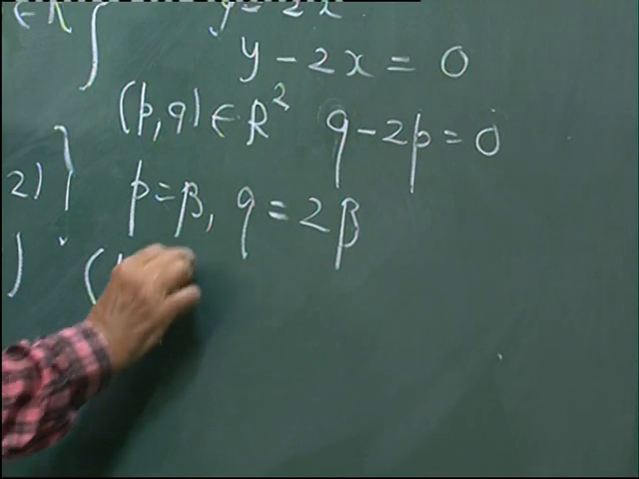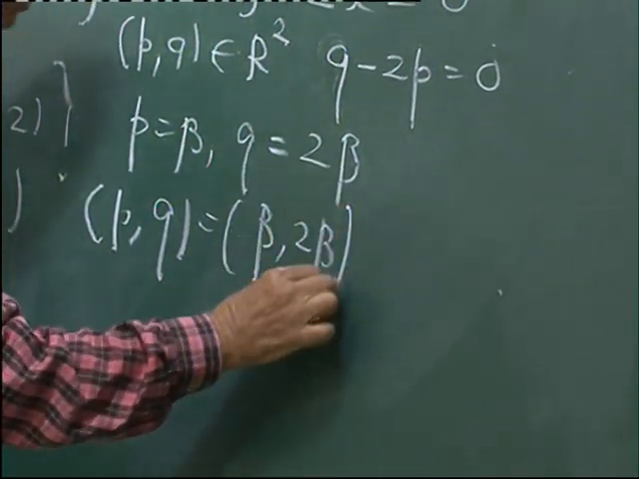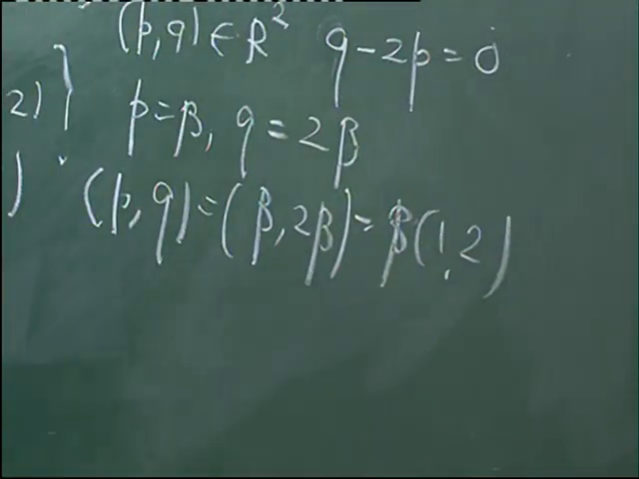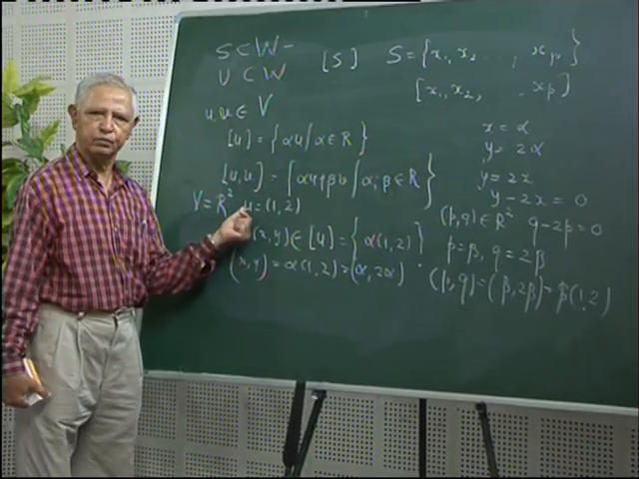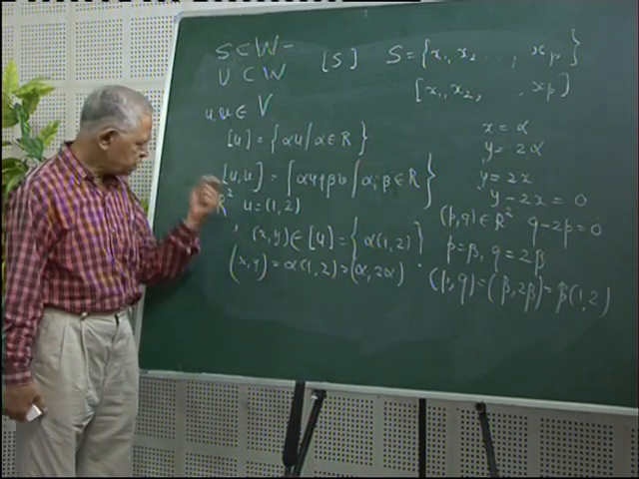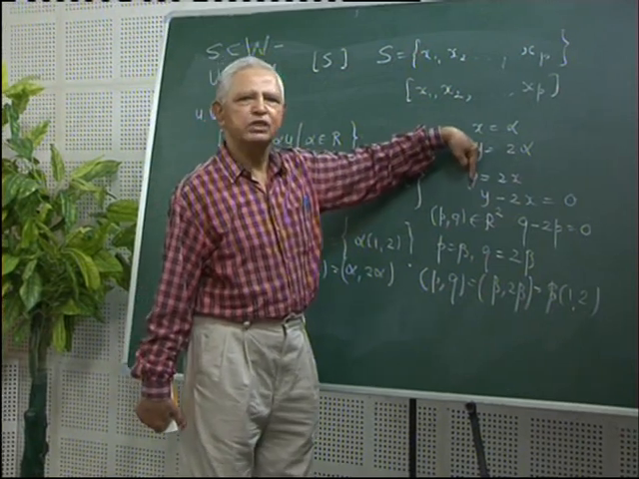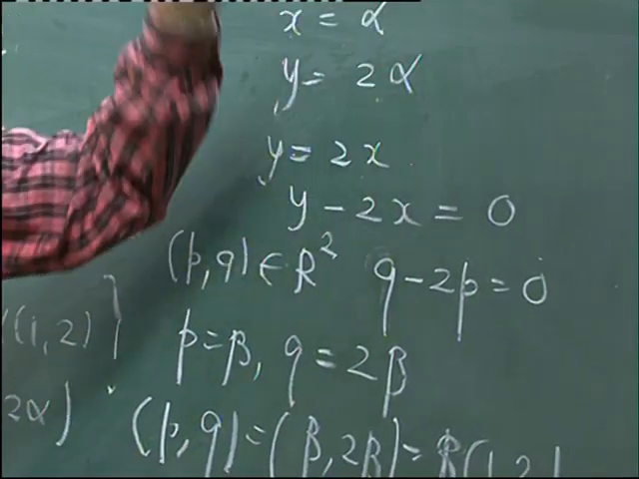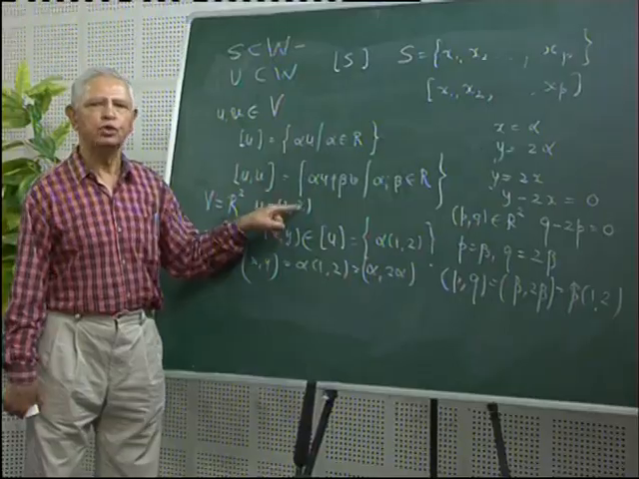vector (p, q) is equal to (beta, 2 beta), that is equal to beta(1, 2), and that implies that vector (p, q) belongs to the subspace spanned by the vector u. That means the subspace spanned by u is nothing but the straight line y minus 2x equal to 0 passing through the origin and the point (1, 2).